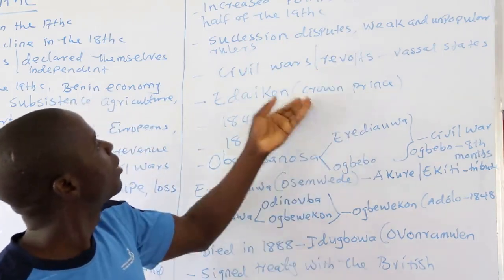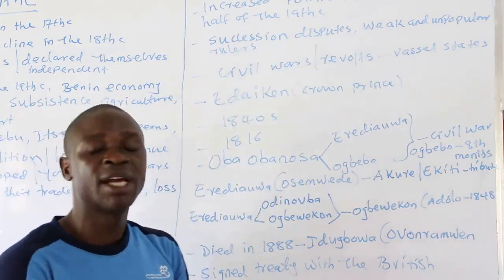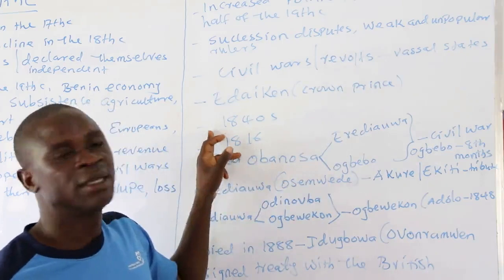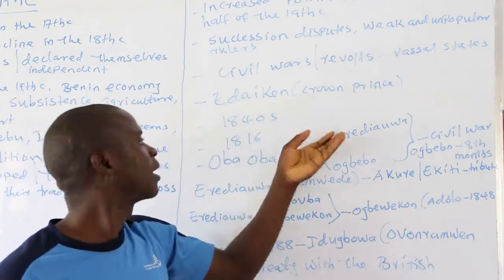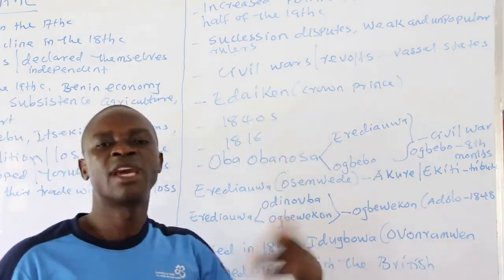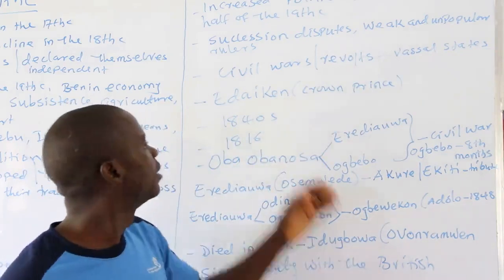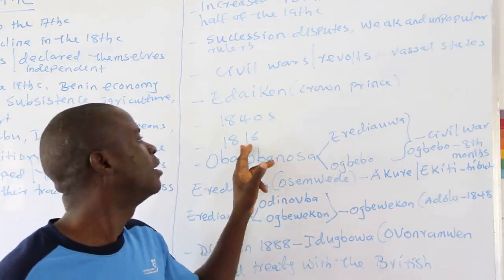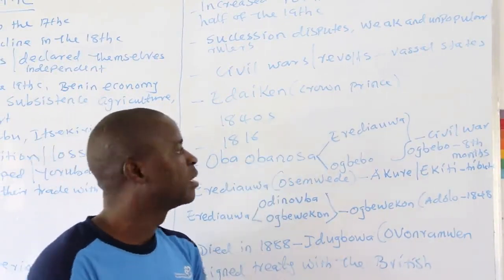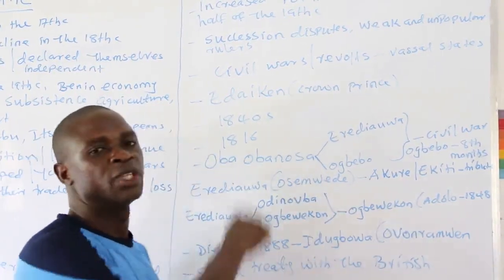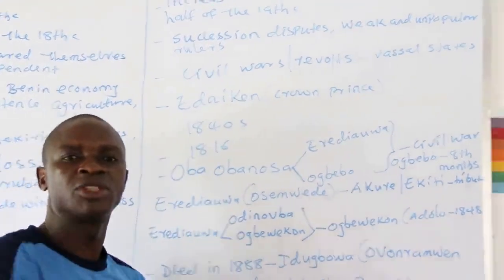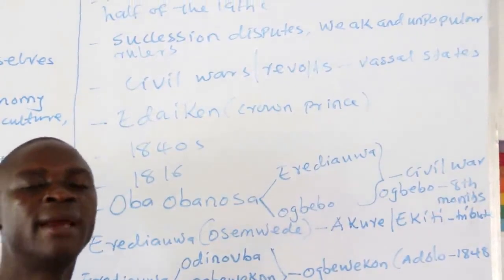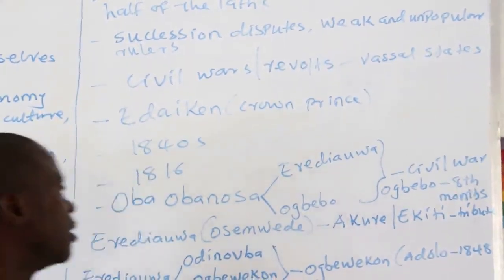Now, the political unrest, most especially the succession disputes that happened in the 19th century in Benin, started in the 1840s. In fact, the crisis became so pronounced in the 1840s, but it had a root in what happened in 1816. Now, let me quickly take you through the history of the succession dispute that happened in Benin, most especially in the early part of the 19th century.